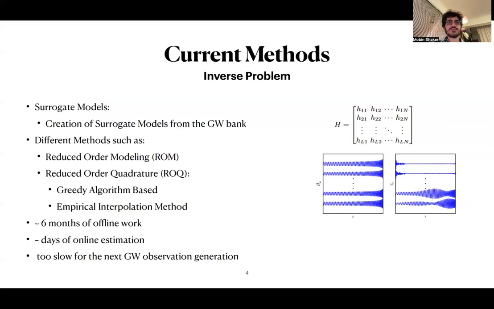Now, this is too slow, especially for the next generation of gravitational wave observation, when we expect a higher frequency of observation and probably more complicated ones, such as neutron star collisions. So this brings us to our motivation to explore newer, faster methods, and one of those options is machine learning techniques.